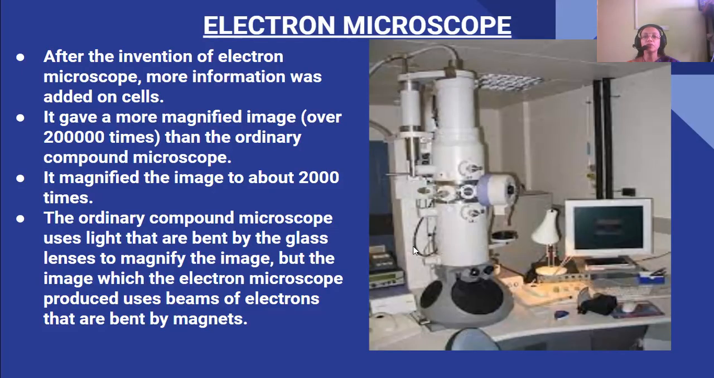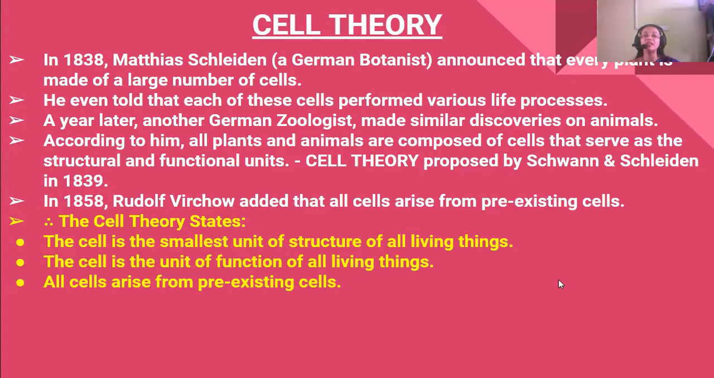Okay. Next, we come to the cell theory. What is the cell theory? In 1838, Matthias Schleiden, a German botanist, announced that every plant is made up of a large number of cells. This theory was given by Matthias Schleiden in 1838. He even told that each of these cells performed various life processes.